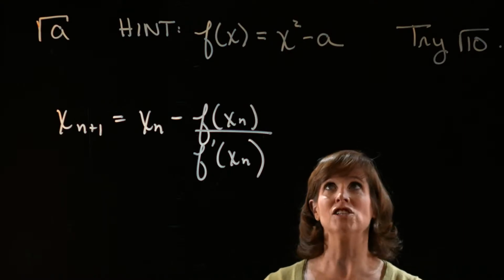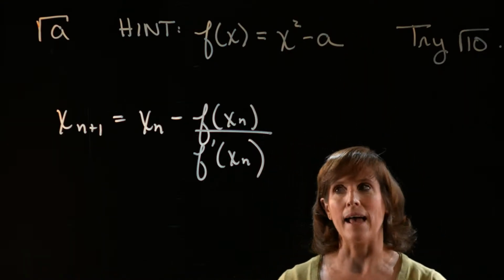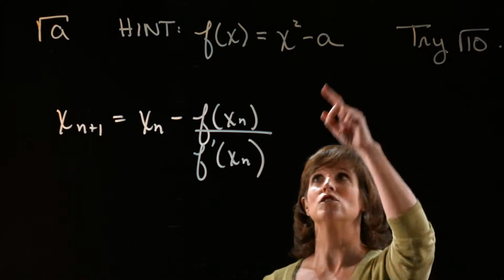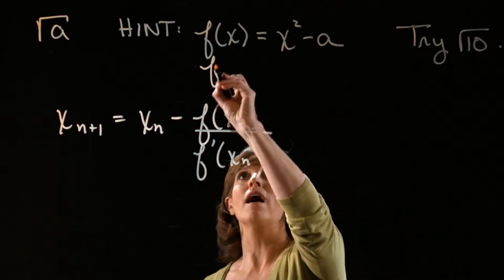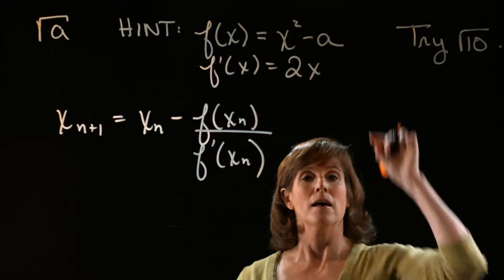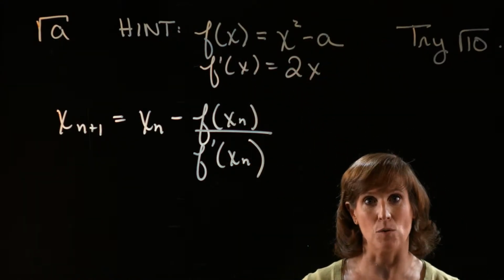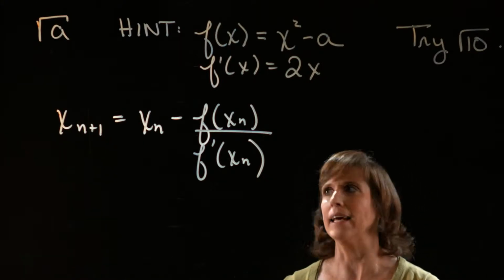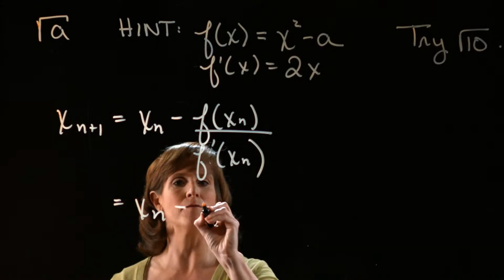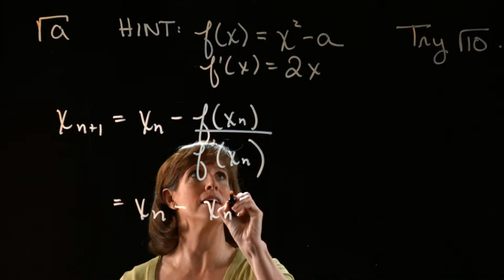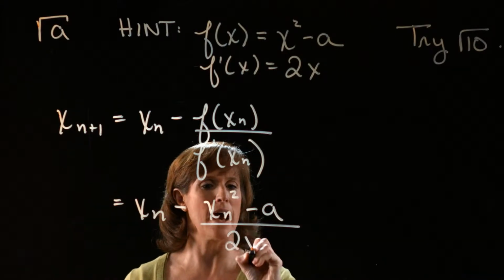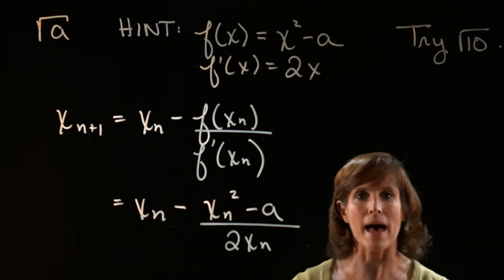Now, I know what my function is. It's x squared minus a, but I'm missing that derivative. Well, that's a fairly easy thing to do because the derivative here, f prime of x, is simply 2x because the derivative of any constant is going to be 0. So let's plug that in. I'm going to have x of n minus my function, which is going to be x of n squared minus a divided by 2 times x of n.